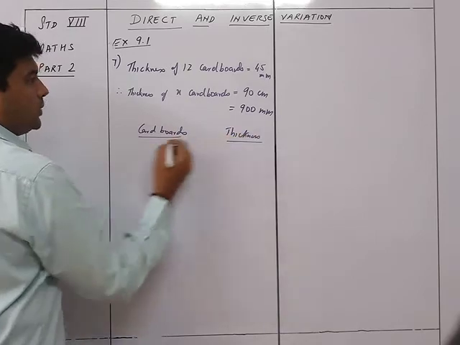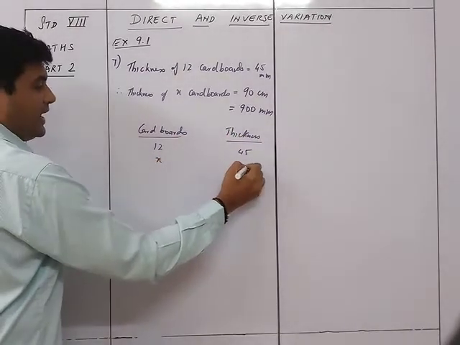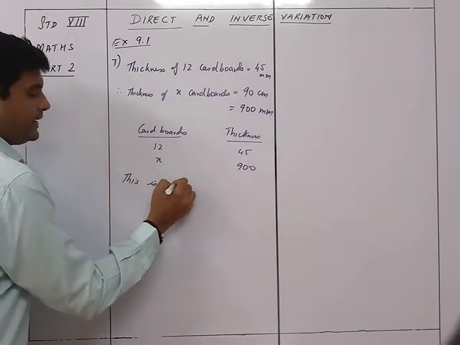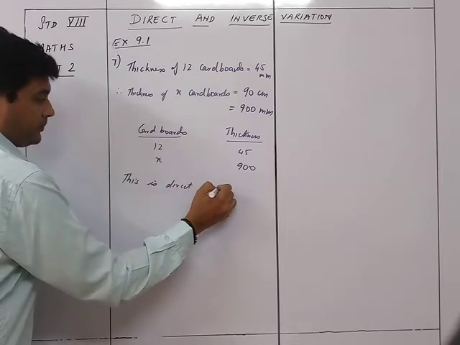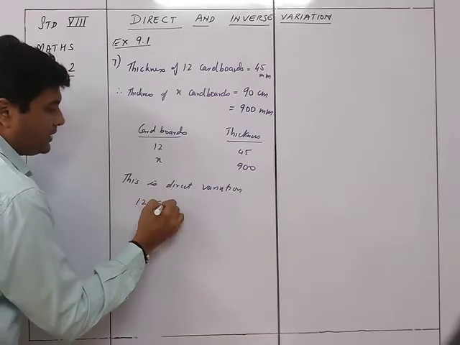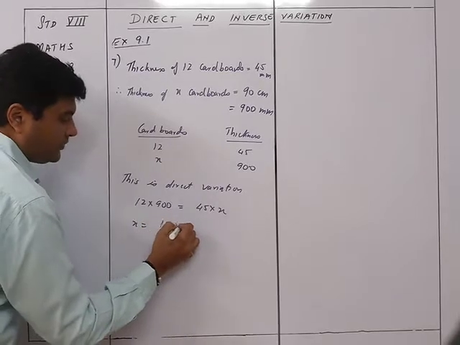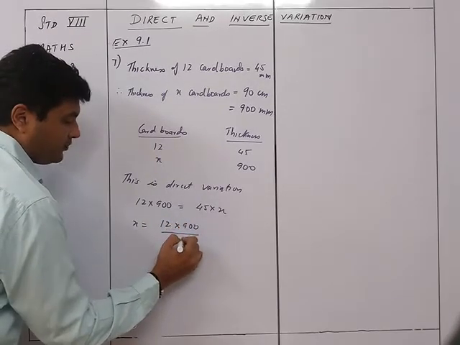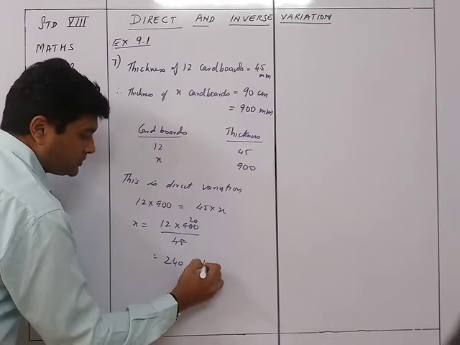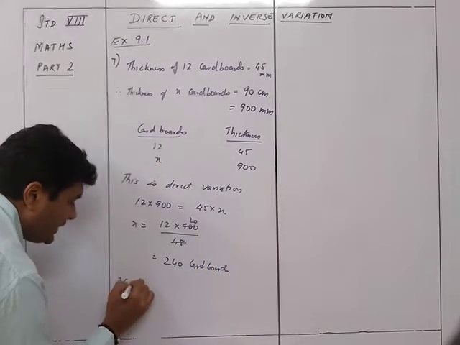So cardboards over here are 12. So this is 45. So it is X. So it is 900. We know that this is direct variation. So it is 12 into 900 is equal to 45 into X. So X is equal to 12 into 900 upon 45. That is 20 into 12, that is 240 cardboards.